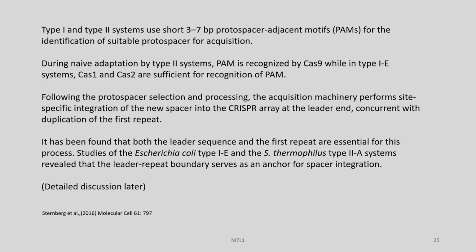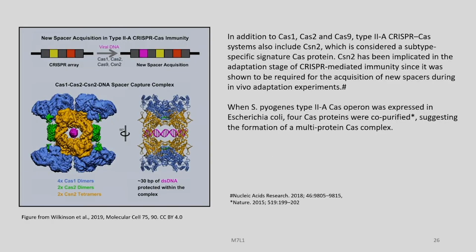Following protospacer selection, the acquisition machinery performs site-specific integration of the new spacer into the CRISPR array at the leader end, concurrent with duplication of the first repeat. It has been shown that both the leader sequence and the first repeat are essential for this process. Studies of the E. coli type 1E and S. thermophilus type 2A systems reveal that the leader-repeat boundary serves as an anchor for spacer integration. We will be discussing this soon.